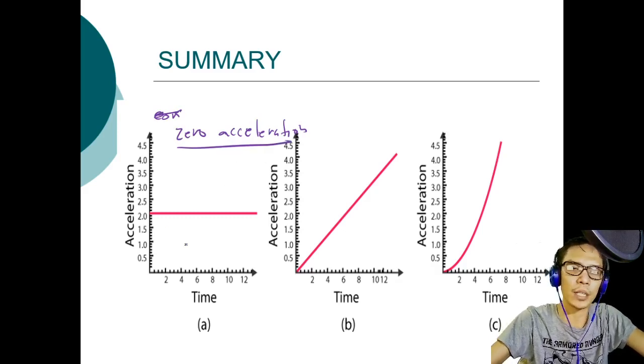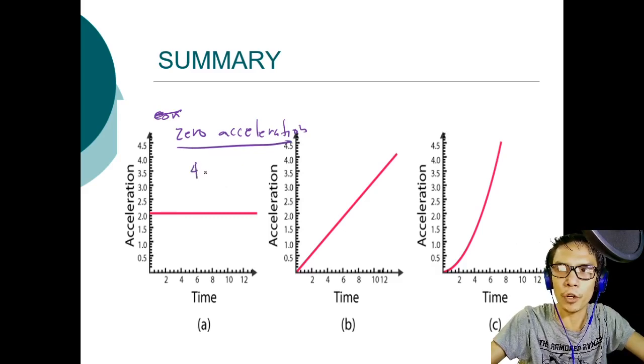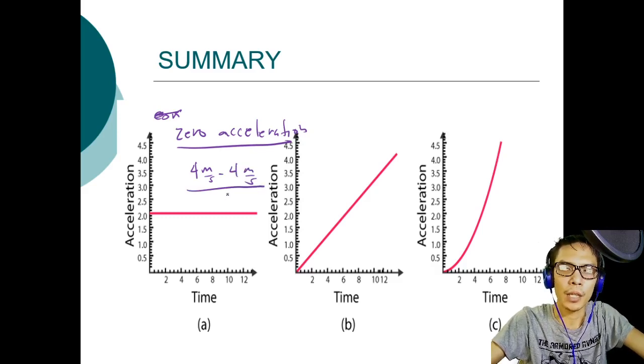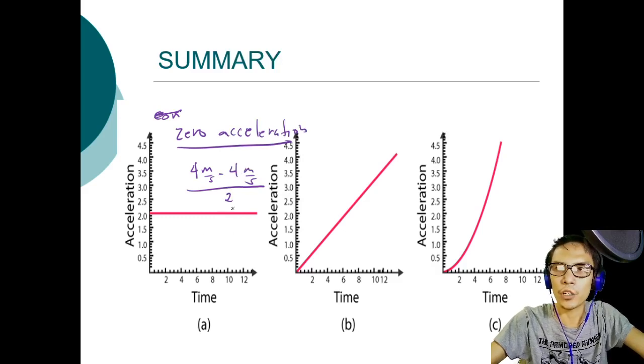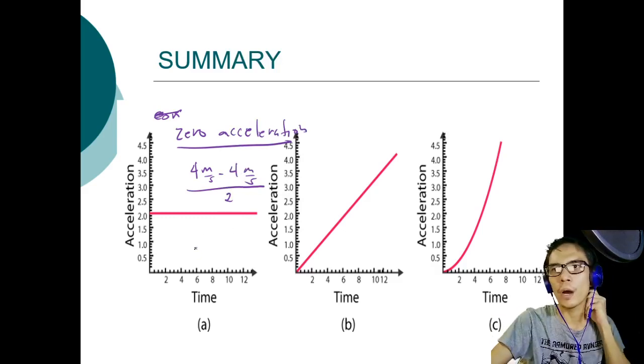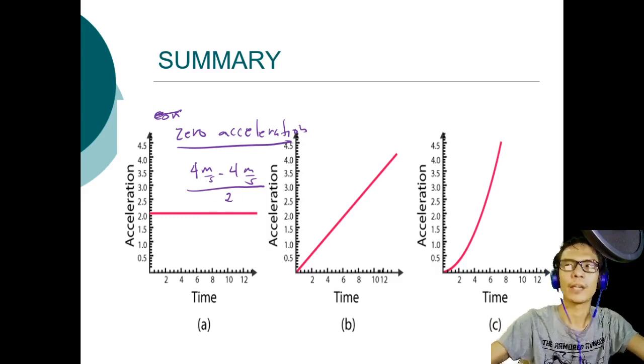So you have zero acceleration, because if you have a constant velocity, for example, 4 meters per second, your initial, minus 4 meters per second, your final velocity, then your time is 2 seconds. So you will have an answer of 0. So this is zero acceleration. So straight line.